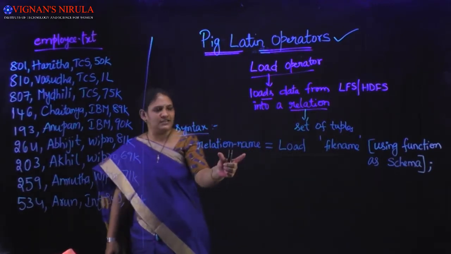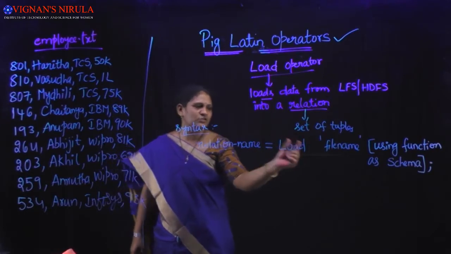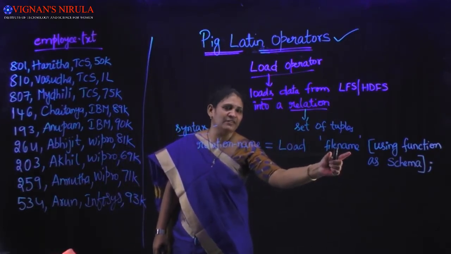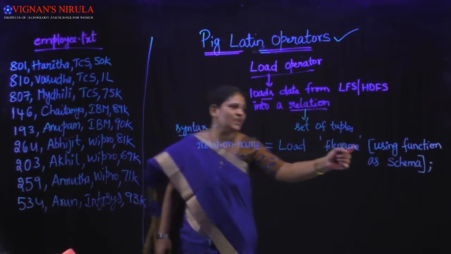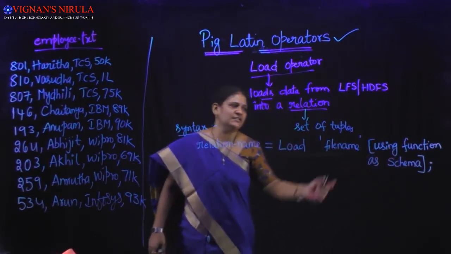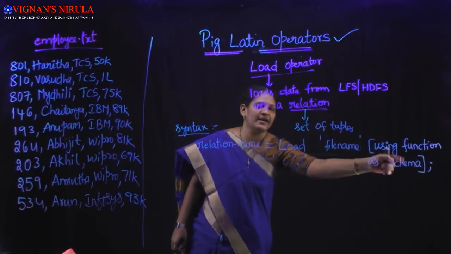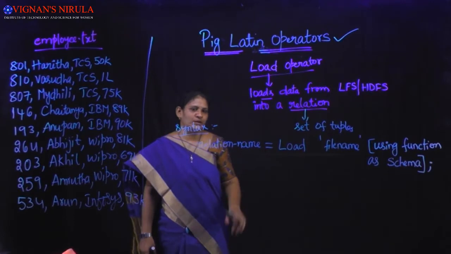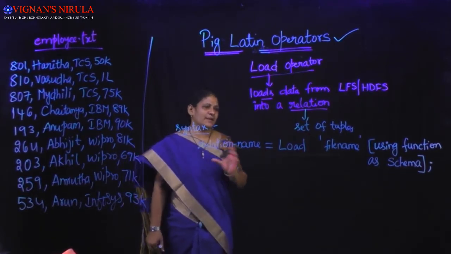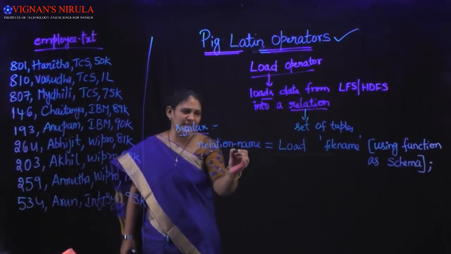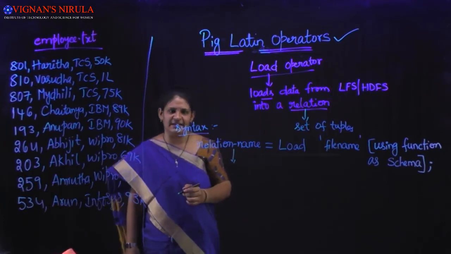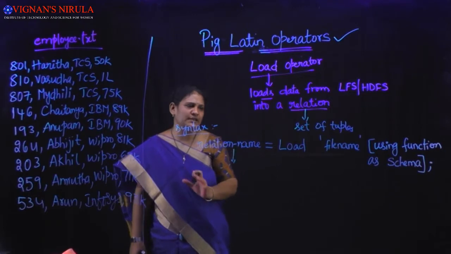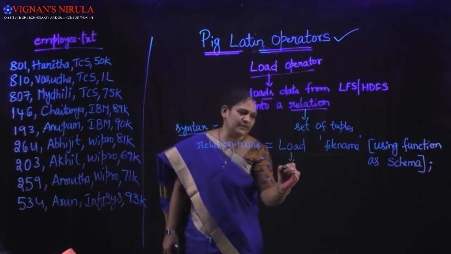This is the syntax of usage of the load operator. On the left hand side there should be a relation name equals load. Which file you are going to load, that file name with the complete path you need to specify, and using function as schema is optional. Whatever we have specified in the square brackets is optional. Now we will discuss each parameter here. The relation name can be anything, it is a user defined name. You can put any name which you like. And load is an operator.